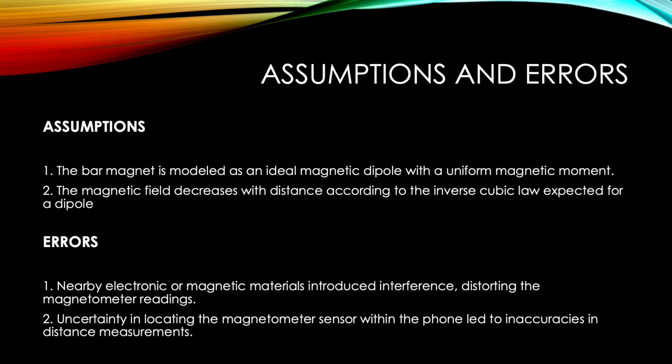Some assumptions and errors could have been made throughout the experiment. The first assumption was that the bar magnet is modeled as an ideal magnetic dipole with a uniform magnetic moment. The second was that the magnetic field decreases with distance according to the inverse cube law expected for a dipole. Some errors may include nearby electronic or magnetic materials introducing interference, which distorted the magnetometer readings. And the second is uncertainty in locating the magnetometer sensor within the phone, which led to inaccuracies in distance measurements.